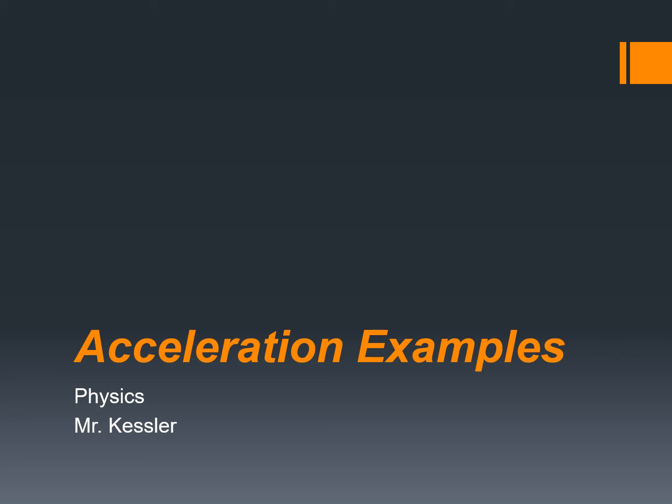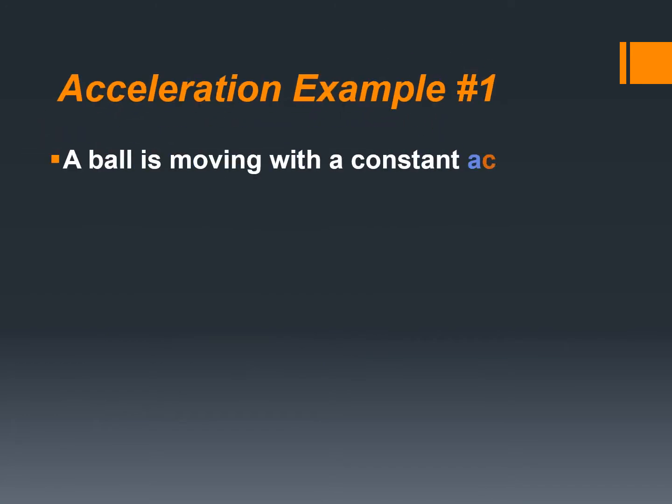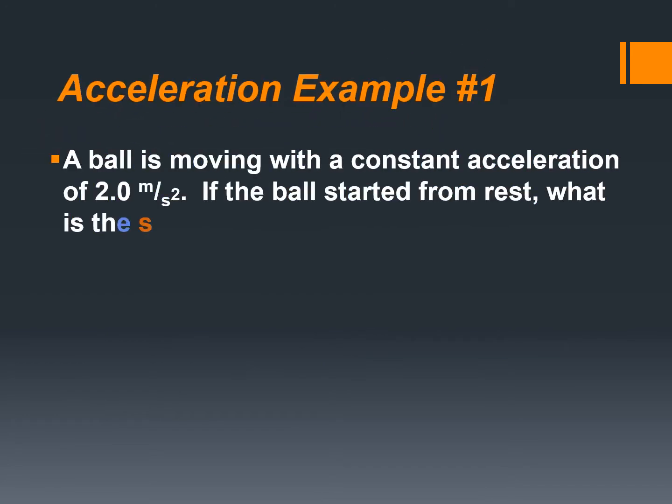Acceleration examples. This is the second part of the acceleration PowerPoint. Acceleration example number 1. Ball moving at a constant acceleration of 2.0 meters per second squared. If the ball started from rest, what will be the speed of the ball after 3.5 seconds?